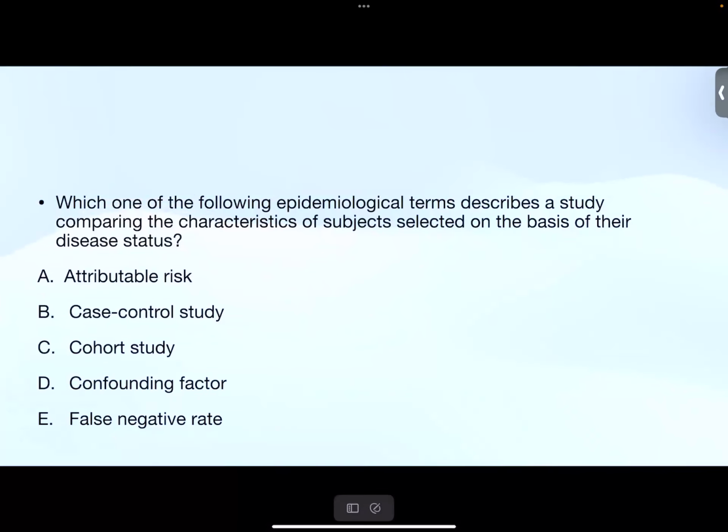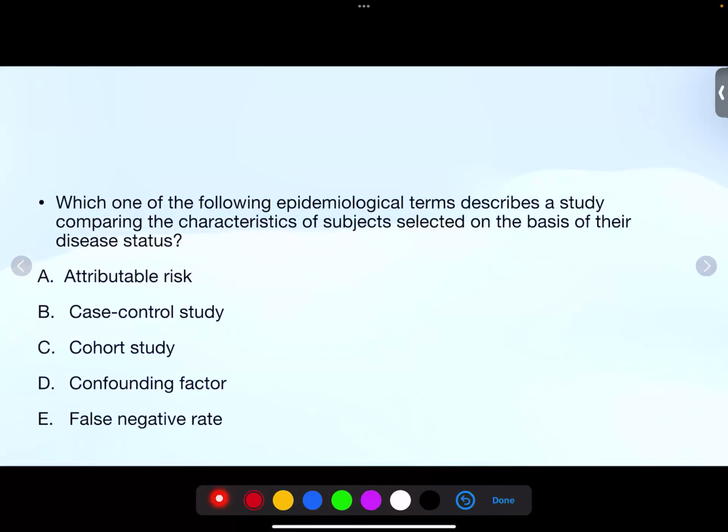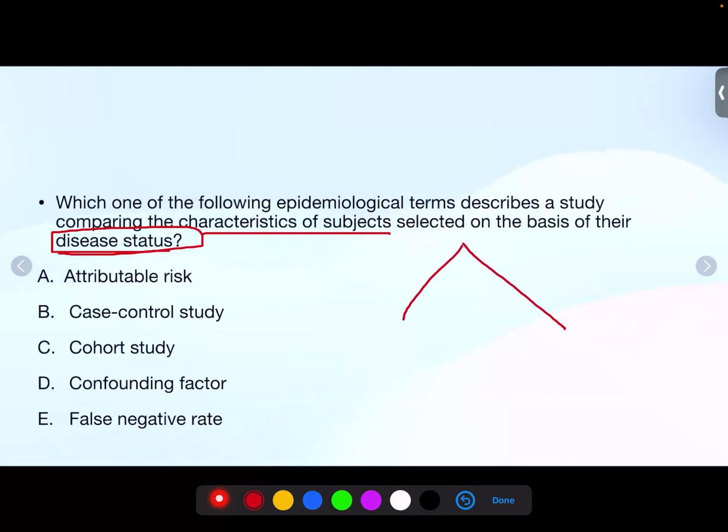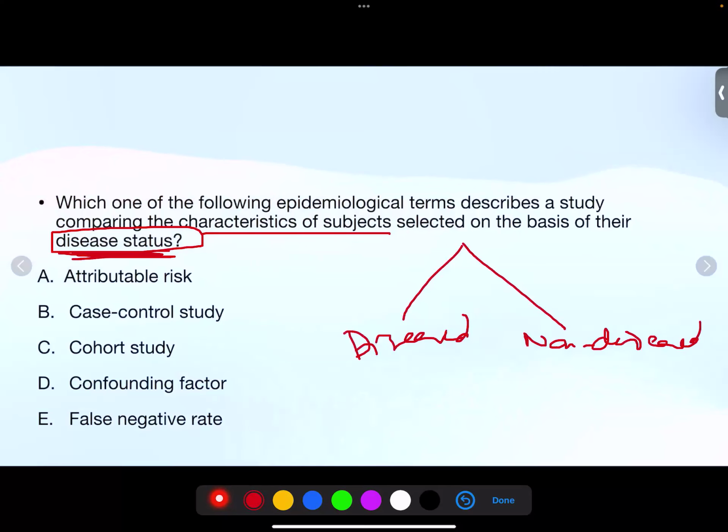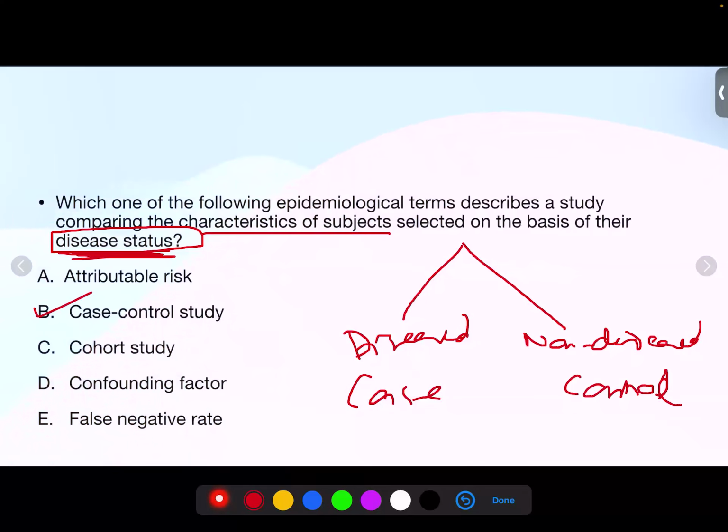Which of the following terms describes a study comparing the characteristics of subjects selected on the basis of their disease status? Here you are categorizing individuals into two groups on the basis of disease status. Diseased individuals are one group and non-diseased individuals are another group. The diseased are your cases, and the non-diseased are your controls. So this kind of study is your case control study.